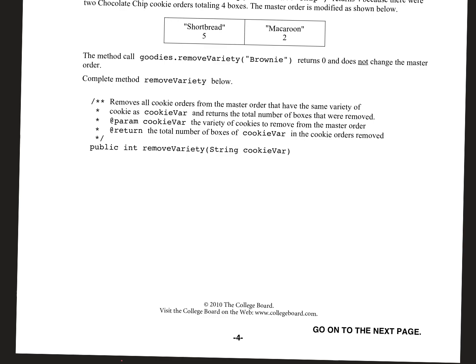So public int removeVariety, String cookieVariety. It also wanted us to know how many boxes were removed. So the first thing I'm going to do is int num to tell me how many boxes. Currently I've removed none. We're going to traverse the orders, which is our ArrayList of cookie orders, but we're going to go backwards.